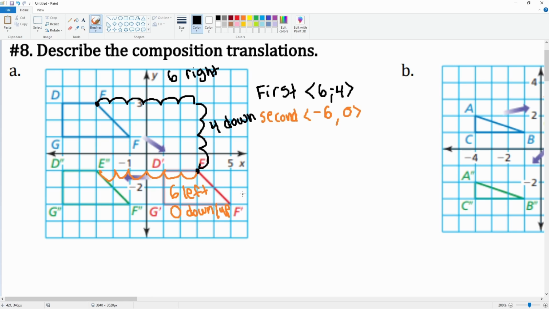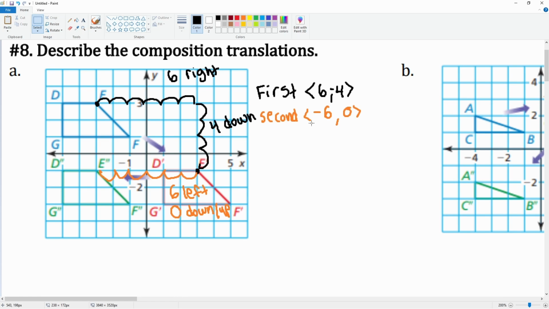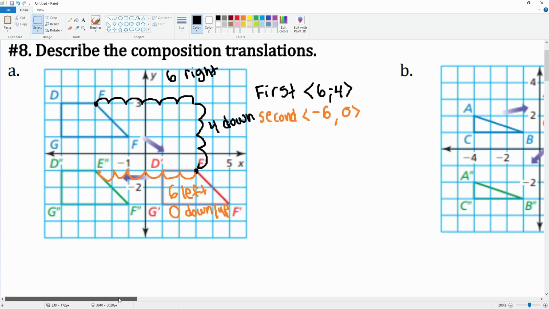This is just an optional answer. You add these two together: 6 plus -6 gets you a 0. -4 plus 0 is -4. This means no left, this means down 4. So if you look from the original to the final, do you see how it's really nothing to the left, 4 down? But we don't teach you that in this class. So this is all you need to know, that's the answer.